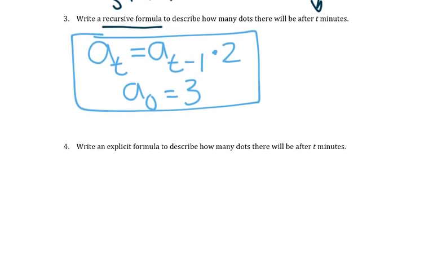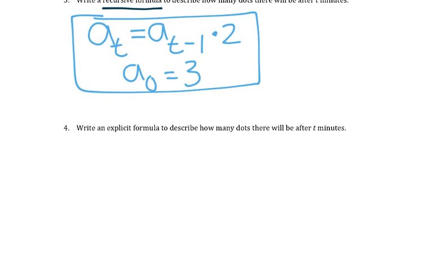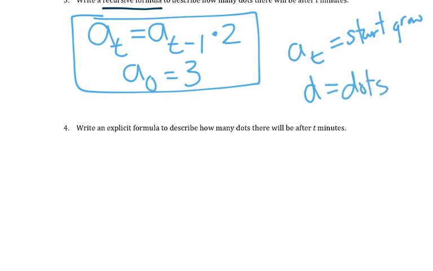Alright, now think about what we did for the explicit formula. How many dots there will be after t minutes. You could do d for dots, or you could do, again, a sub t if you wanted to, would equal, remember, same idea. Where did we start? How does it grow? So that could be the total dots. Alright, so let's pause this and take another 5 to 10 minutes to see if we can get this one. Again, you can work together if you need to, just stay in your desks. Pause it now.